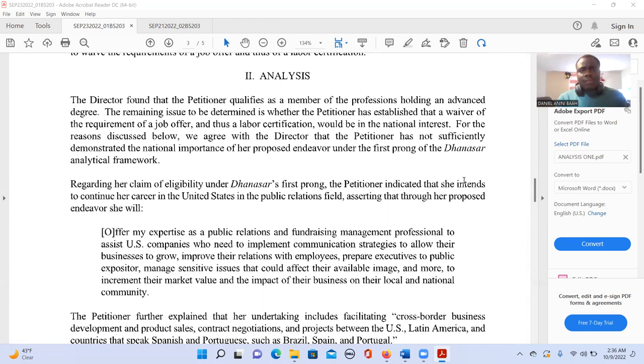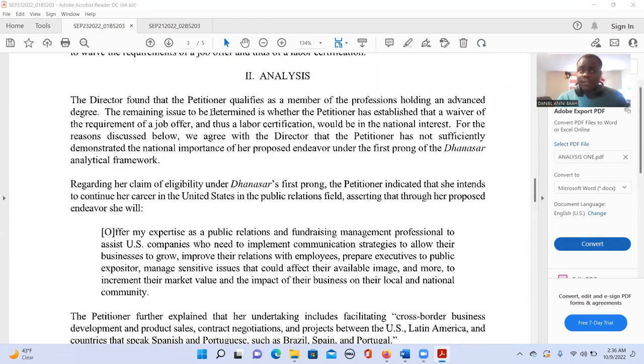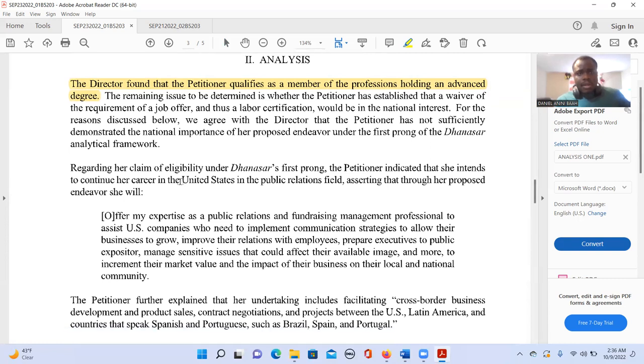The petitioner qualifies as a member of a profession holding an advanced degree. If you see this part, the director found that, which is good, satisfying the first layer. The remaining issue to be determined is whether the petitioner has established that the waiver of the job offer requirement, or labor certification, will be in the US interest.